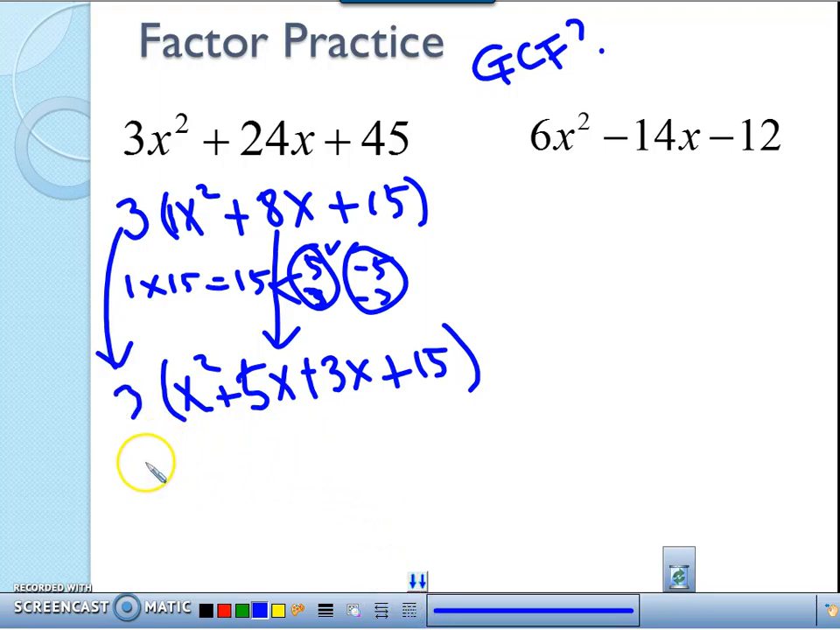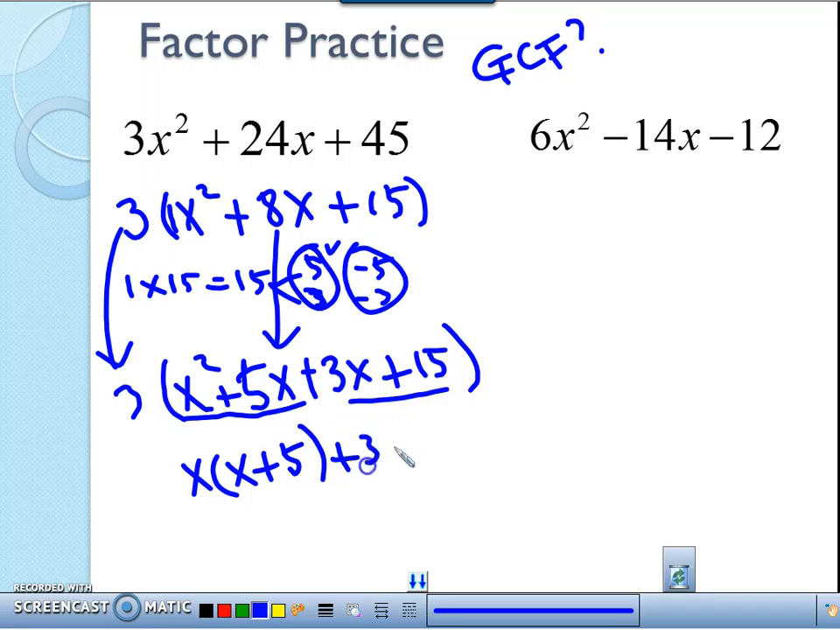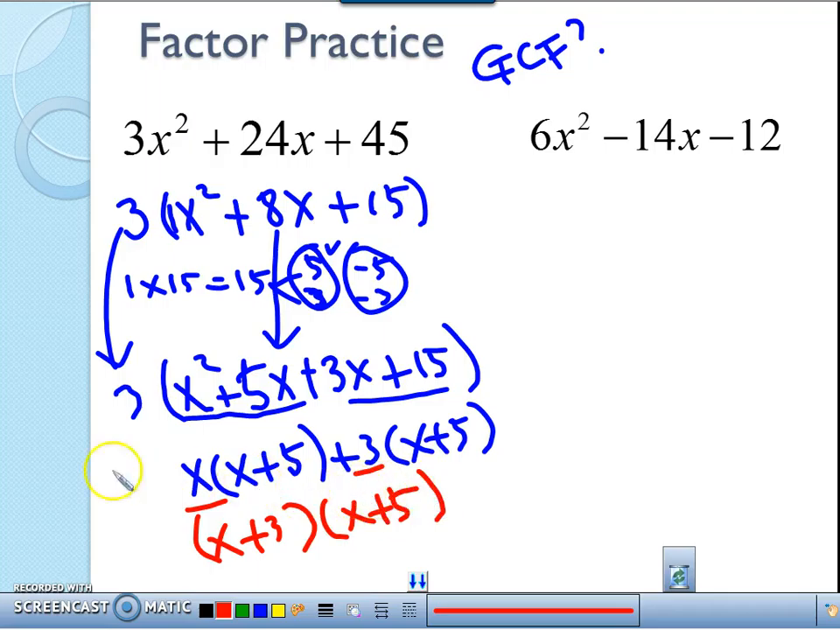And then here, we're going to factor these two. What they have in common is x plus 5. And then we're going to factor these two. What they have in common, the GCF is 3, x plus 5. As you can see, x plus 5, same. So what you're going to do is these two, x plus 3 in the front, x plus 5, and then just add on the GCF.